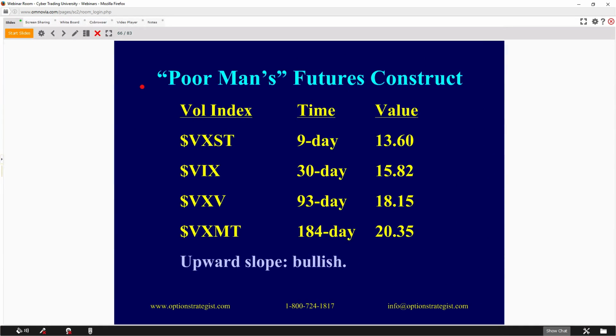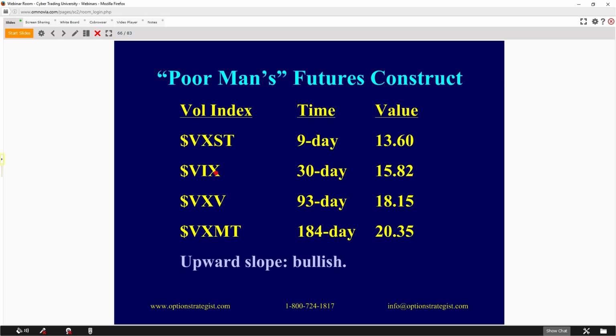Now, you might say, well, I don't know where the futures prices are. I'll tell you, they're on the CBOE's futures website, cfe.cboe.com. But you can cheat. You can look at the indices. The CBOE publishes 4 volatility indices. The first one is the short-term vol index, a 9-day. That's VXST. Then there's VIX, the regular old VIX. That's a 30-day volatility estimate.